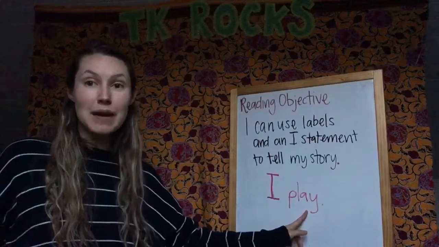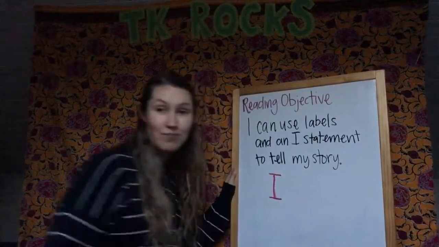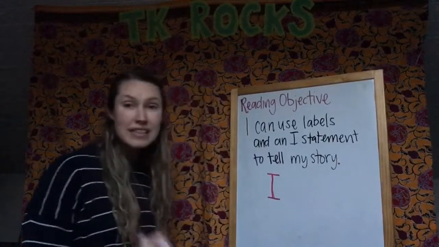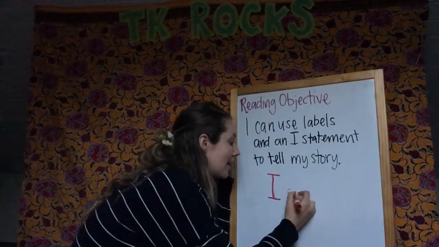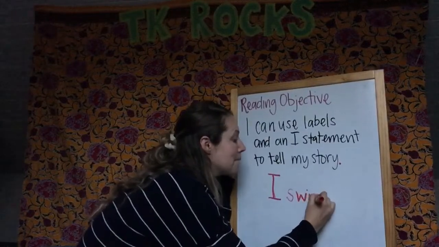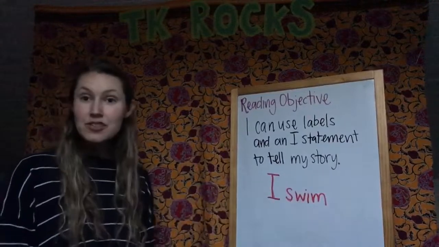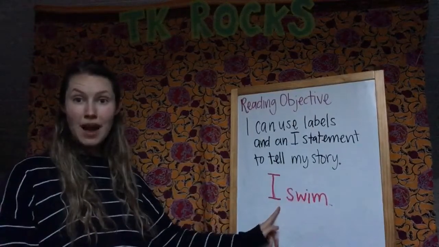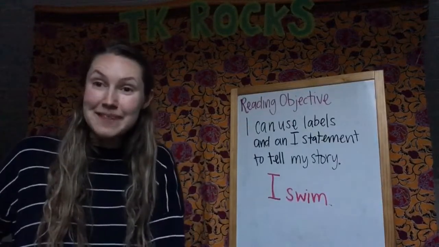So if I draw a picture of myself maybe swimming, then I would write I swim. And I would need to sound out swim. S. I know it starts with an S. Sw. W. I. I swim. So that's a little sentence there, and it tells you who did what. I'll show you with my journal, and I'll explain it more as I do it.